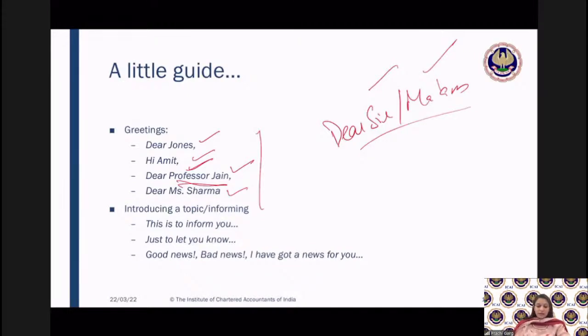Now, introducing a topic and informing: how you start an email. You can start by saying, this is to inform you that we are on the verge of completing a project. Just to let you know that I will be coming for the meeting tomorrow. Good news, bad news, I've got news for you. Whatever news you want to share, about a promotion, or as an HR you want to tell somebody that they've been promoted. So, good news. Am I clear?